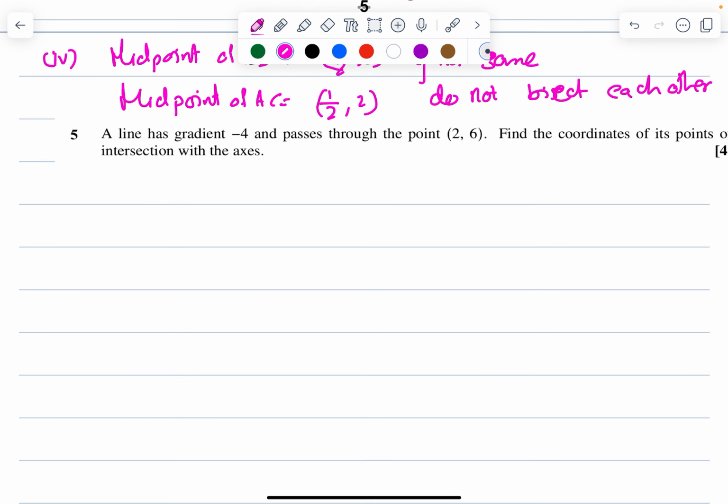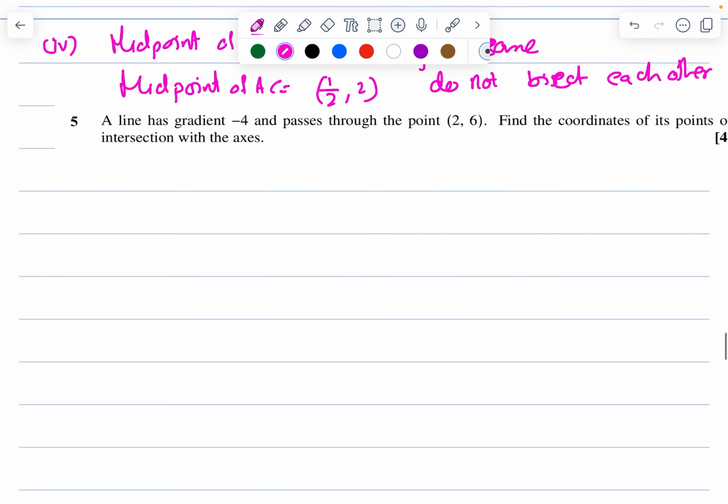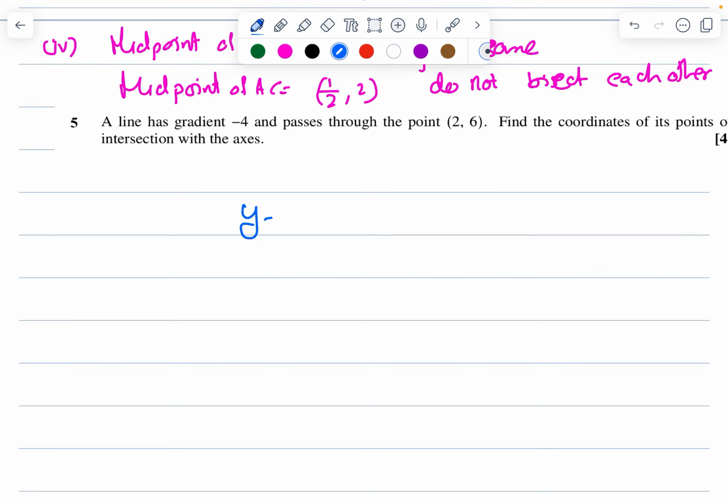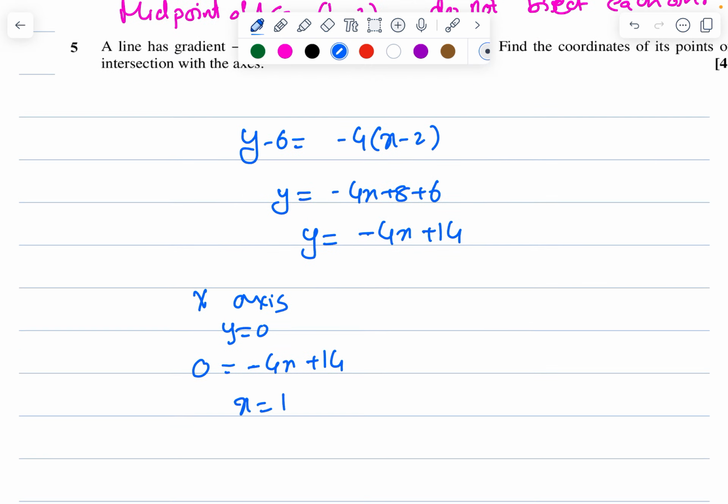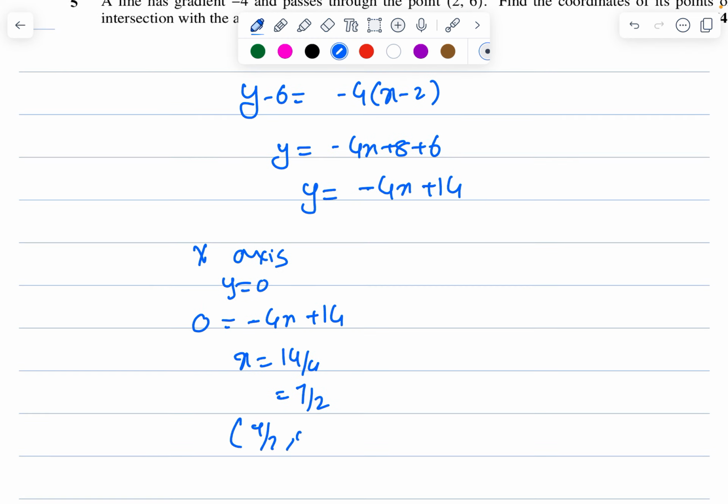Question number 5. A line has a gradient of minus 4 and passes through the given point. Find the coordinates of the point of intersection with the x-axis. So y minus y1 equals m times x minus x1. So y equals negative 4x plus 8 plus 6, y equals negative 4x plus 14. Now x-axis means y equals 0, so 0 equals negative 4x plus 14, x equals 14 upon 4, which is 7 upon 2. So the point is 7 upon 2, comma 0. For the y-axis, x equals 0, so y equals 14. So 0, comma 14. Those are the points.